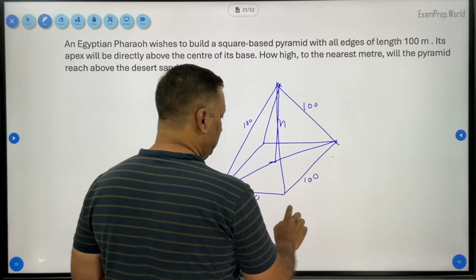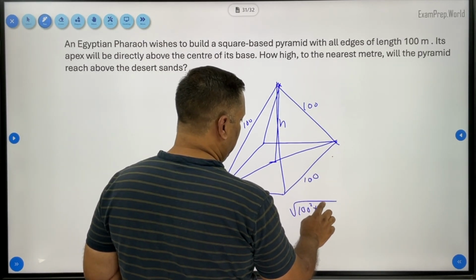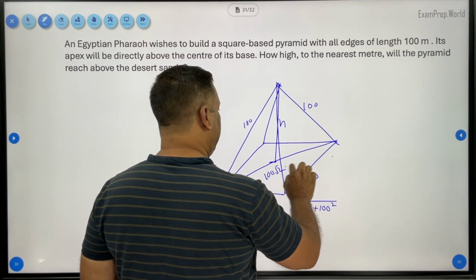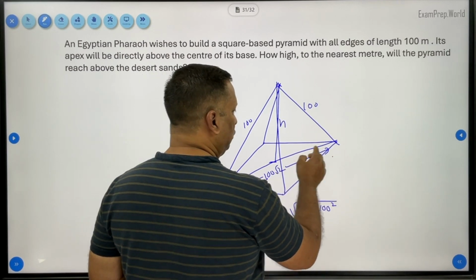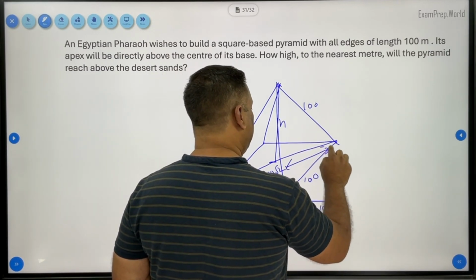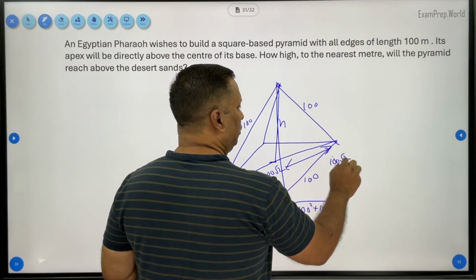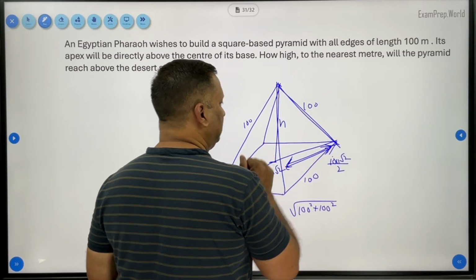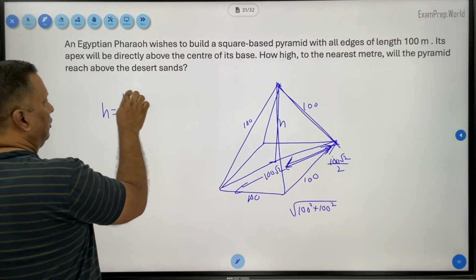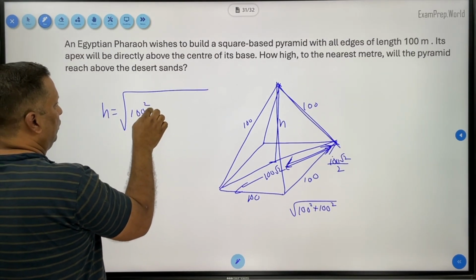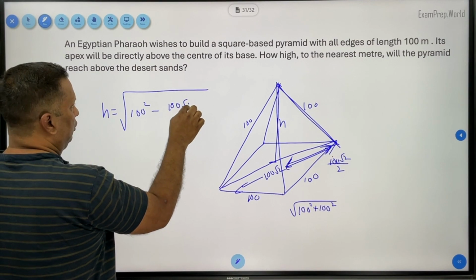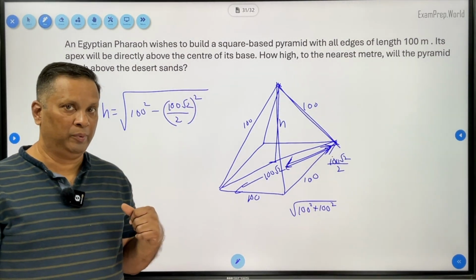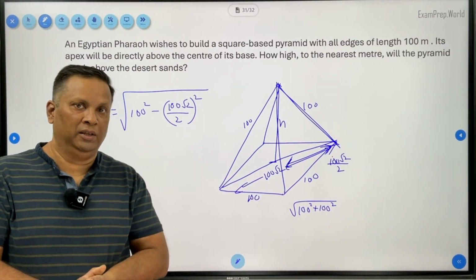Root of 100 square plus 100 square, which is 100 root 2. 100 root 2 is end to end. Half of this is 100 root 2 divided by 2, from here to here. And you know this is 100. Then the height is given by root of 100 square minus 100 root 2 by 2 whole square. That is the precise height of the pyramid if all the edges of the pyramid are 100 meters.